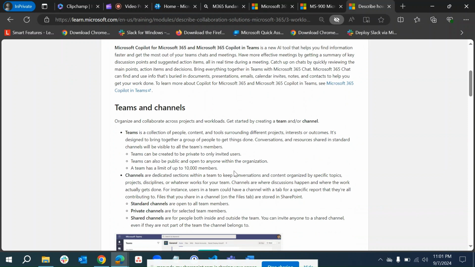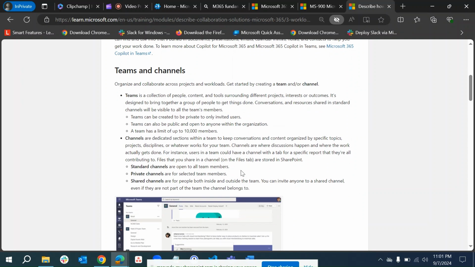So Teams has a Team, which is a collection of people and content and tools surrounding different projects, interests, and ideas, and people would be doing different things using teams, channels, and chats. One team has different channels: the standard channel, which is public and open for all team members, and the private channel, which is for private conversations on a topic that is kind of confidential and should be discussed within a few people only.